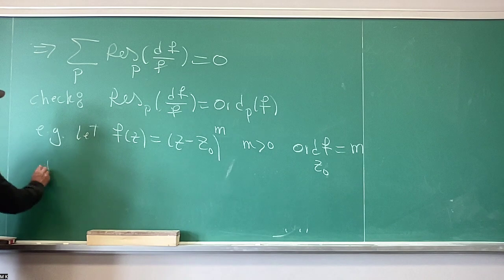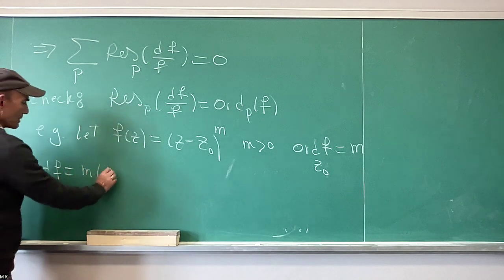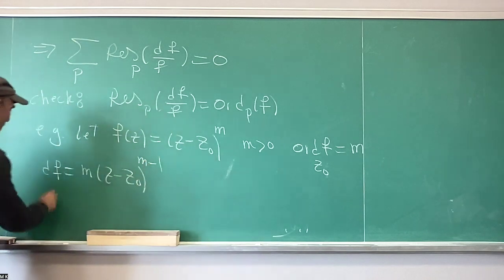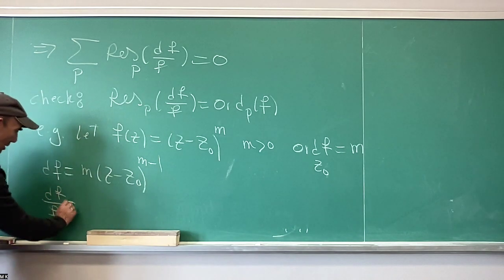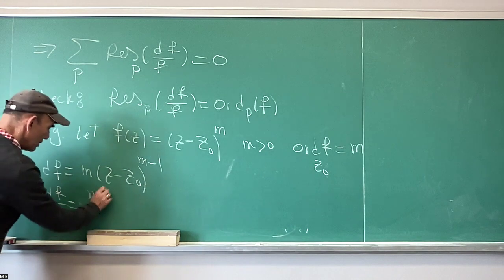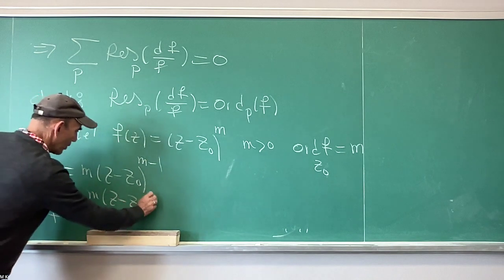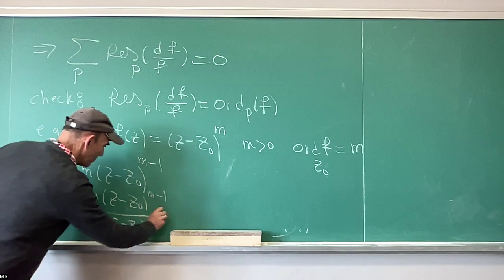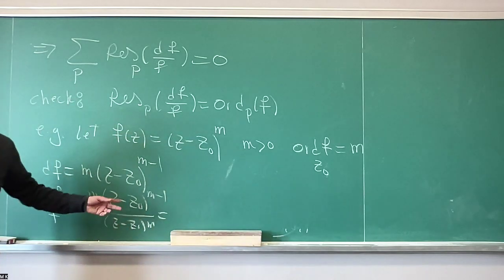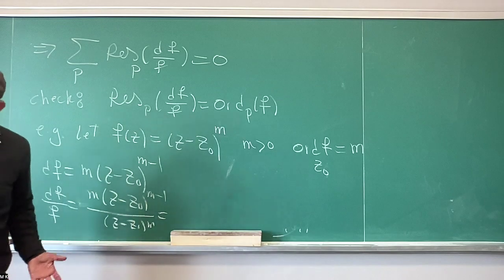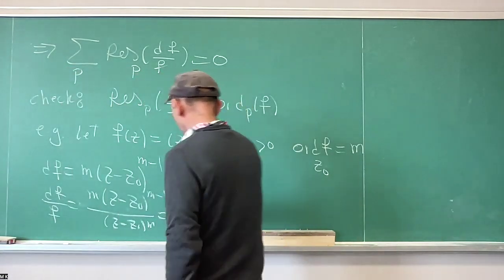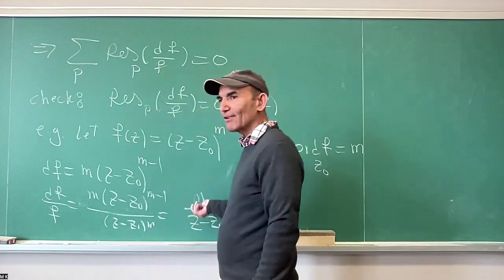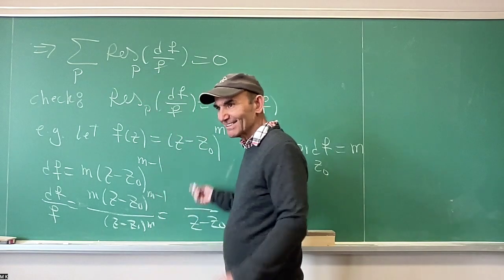So let's compute df. df is m times z minus z0 to the power m minus 1. And df over f is m times z minus z0 to the power m minus 1 over z minus z0 to the power m. There's a cancellation, and this is equal to m over z minus z0. So this is a simple pole. No matter what you do, you always get a simple pole. So obviously the residue is m. That's it.